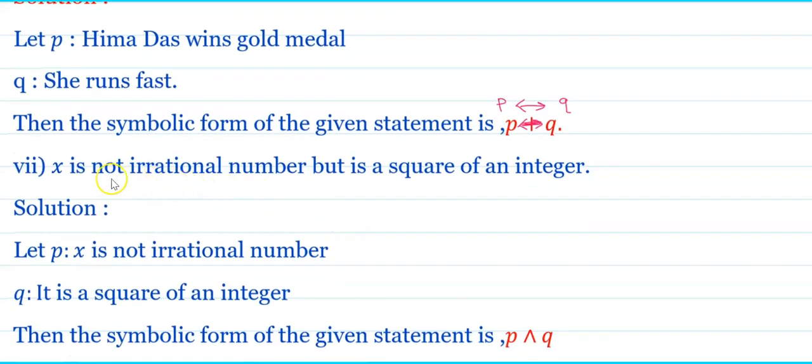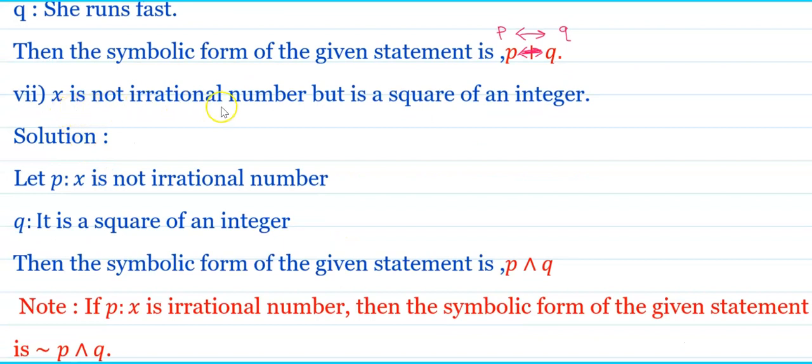Now the next. X is not a rational number but it is a square of an integer. Now first is P, X is not a rational number. Q, it is a square of an integer. आणि therefore but आल्यानंतर आपण काय कन्सिडर करतो तर and करत असतो ते. Then the symbolic form of the given statement is P and Q. Okay.